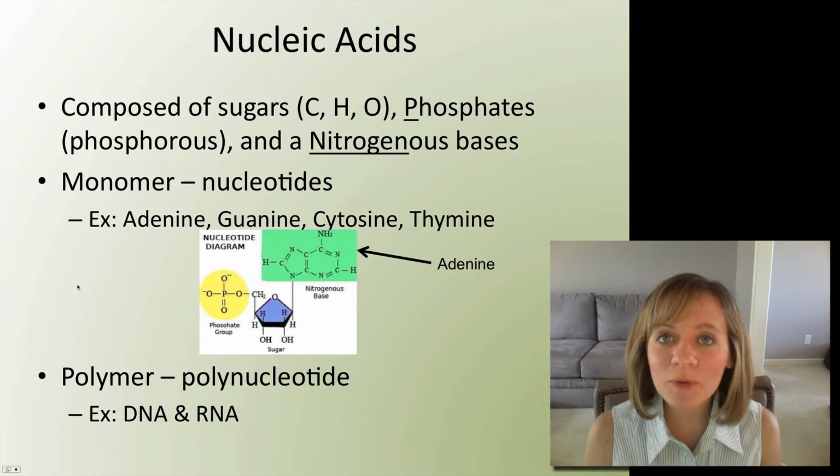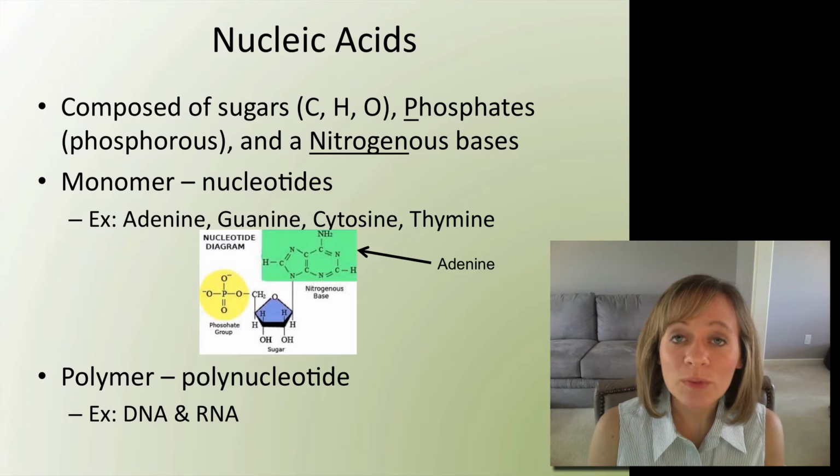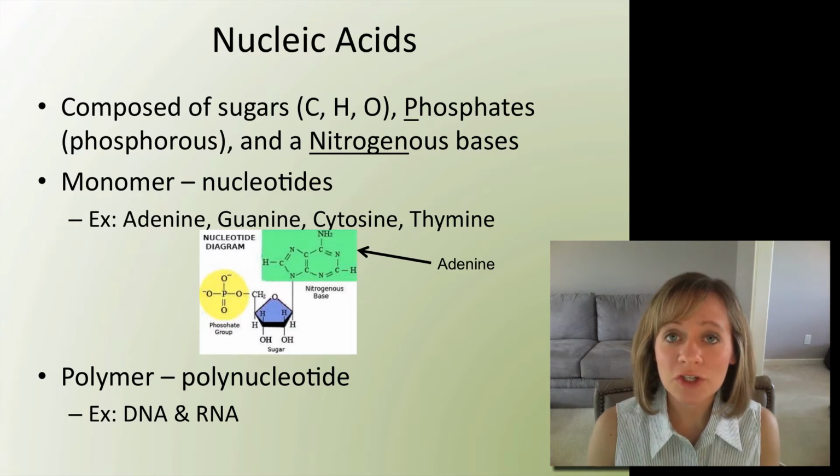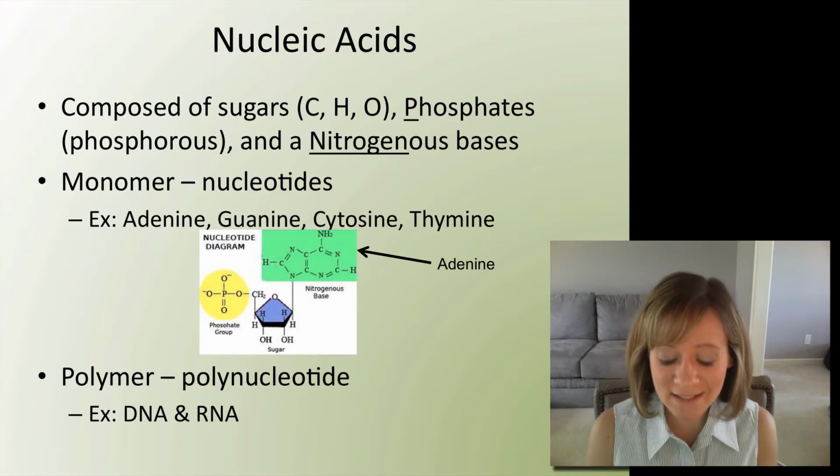In the first video, remember, we looked at how monomers come together to form polymers. We also looked at carbohydrates and the three really important carbohydrates you need to know: starch, glycogen, and cellulose. And now we're going to finish and look at the last three macromolecules. So let's start with nucleic acids.